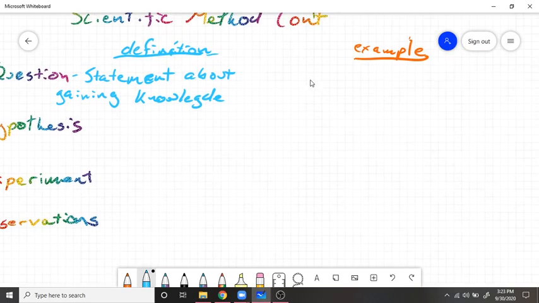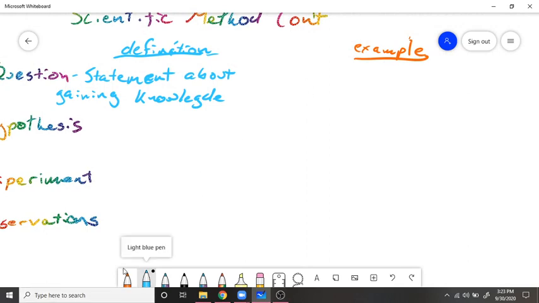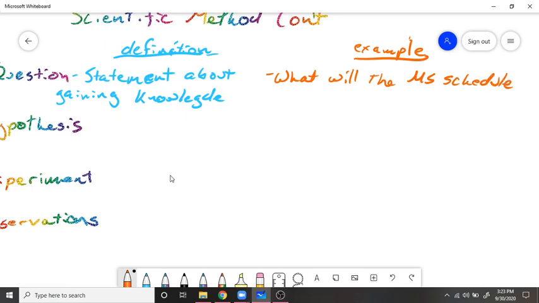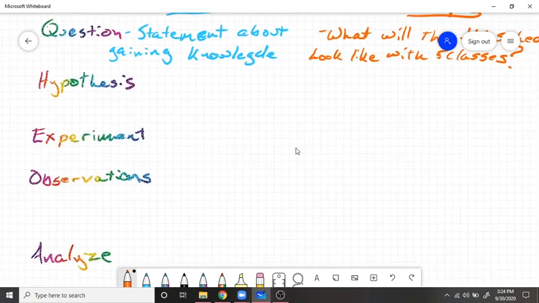Our real world example is going to be what will the middle school schedule look like? With 5 classes. Because this is different than how it was last year. New class, new schedule. What is that going to look like?